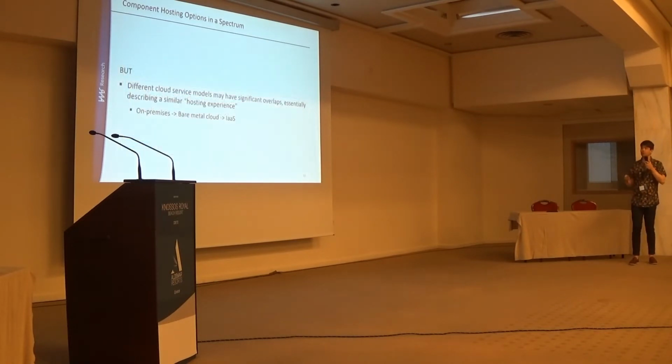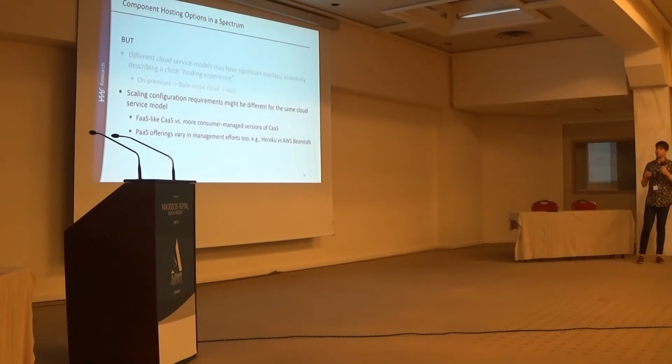The problem is, again, that the different cloud service models may have overlaps and they could provide a similar hosting experience. So when we pick infrastructure as a service or bare metal cloud or on-premises, we are essentially responsible for managing the entire stack and deciding who is going to scale and how it's going to be scaled. We also have scaling configuration requirements that could be different within the same cloud service models, where we have seen the different pricing options for container as a service offerings, for example. Platform as a service offerings also sometimes blur the boundary between who manages what or provide different options.